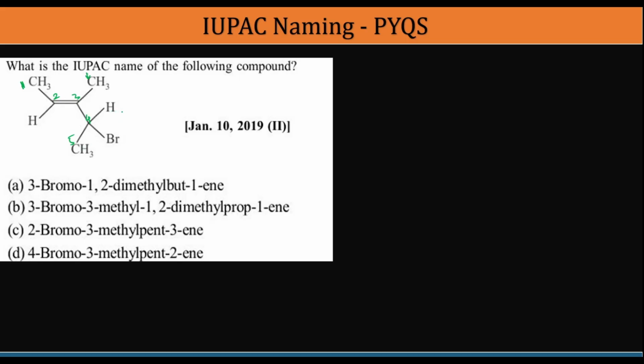So now you can simply write the product. So bromo, B comes first. So we will write 4 bromo. Only 4 bromo is there in option D. So option D will be correct.